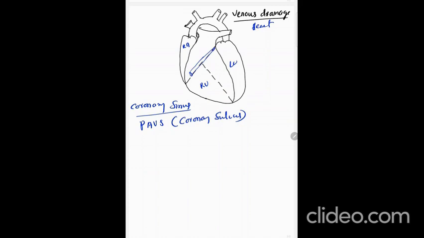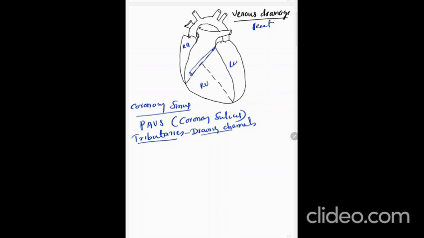What are the tributaries of this coronary sinus? Tributaries. Veins have tributaries, meaning draining channels. Very easy to remember. Let us see one by one.